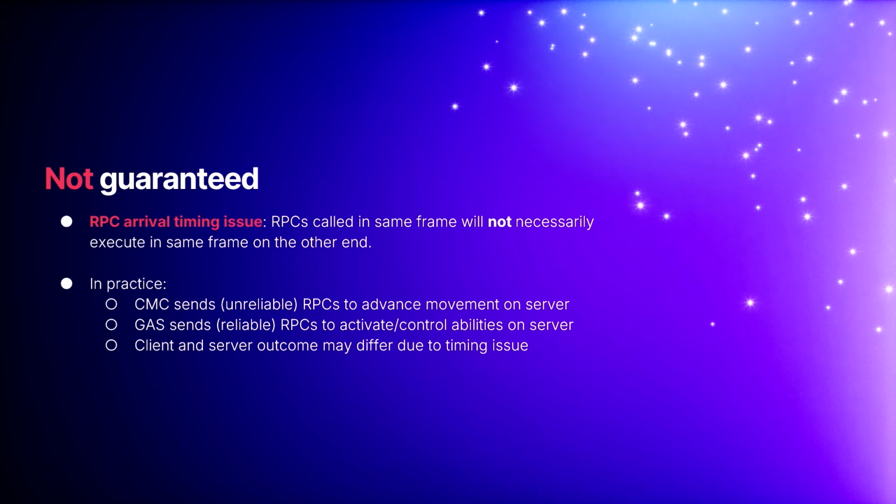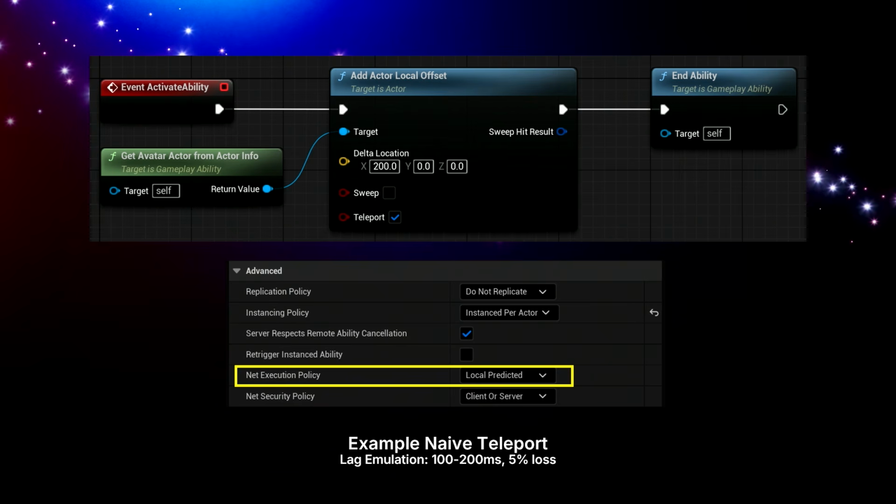So if you have multiple replicating systems like CMC and GAS, then even if something executes on the client in the same frame, it doesn't necessarily execute on the server in the same frame. That will affect the outcome, and that can cause corrections. I made a very simple movement ability to demonstrate this.